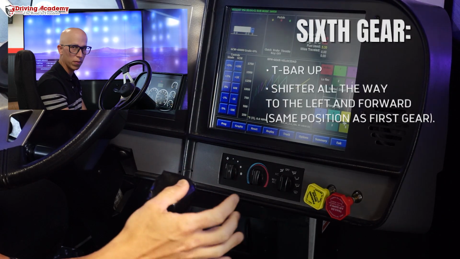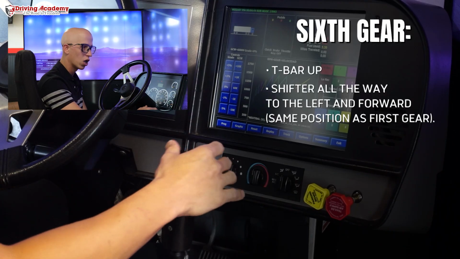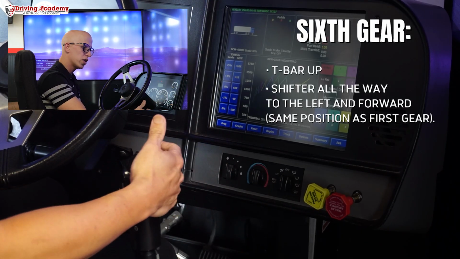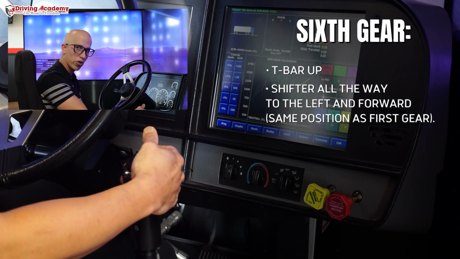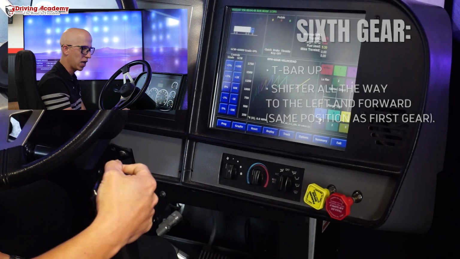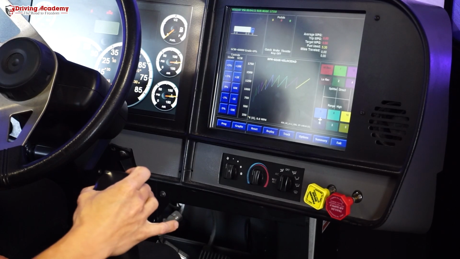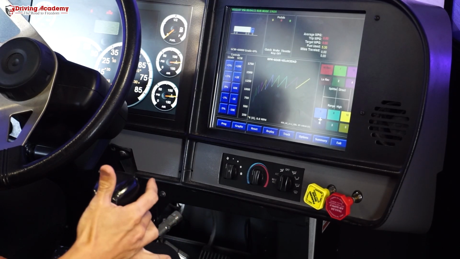We're going to have to put the T-bar up, go back into neutral, go back all the way to where first was, and now hit that wall all the way to the left, and then back up again, and that's 6th gear. Now the only difference between first and 6th gear, the position is exactly the same. The difference is that the T-bar is now up, and that's telling us, hey, now we're going to 6th gear.